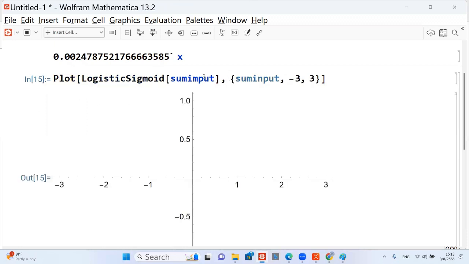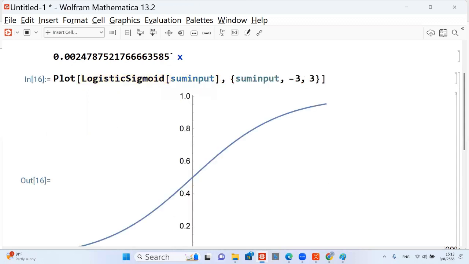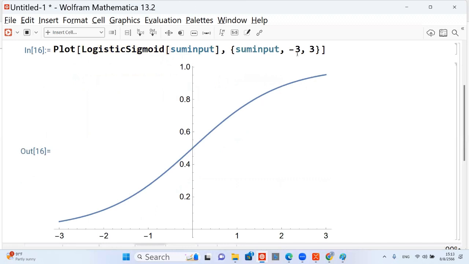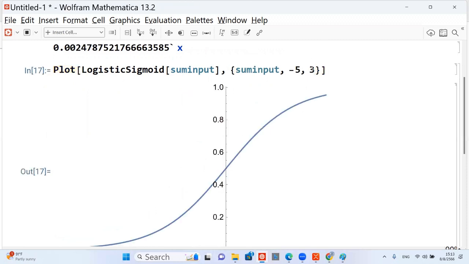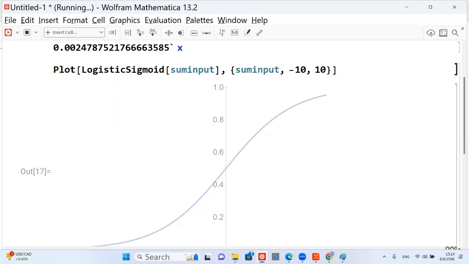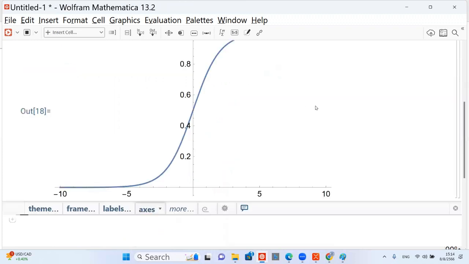Logistic. Oh, input, not input. Okay, so that's that. Well, let's make it, whatever. Okay, so let me make it a little bit more obvious, from -10 to +10, let's say. Okay, so you can see that this is a software.